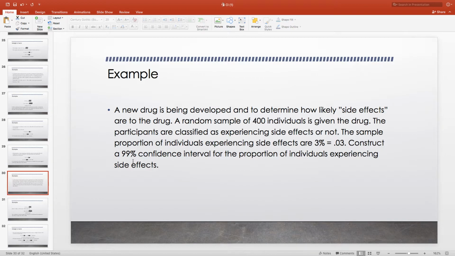Okay, so the first thing to do is just to write down all the information that's given in this problem and the formula for the confidence interval. One thing that I just remark is side effects could be anything from a headache to death on the extreme side.